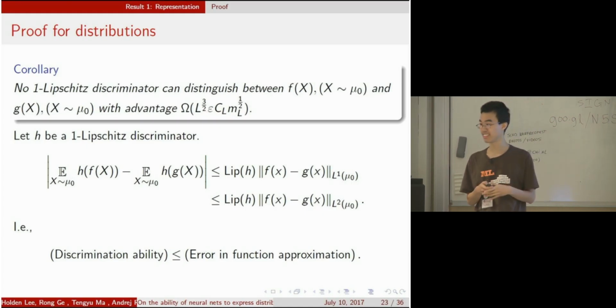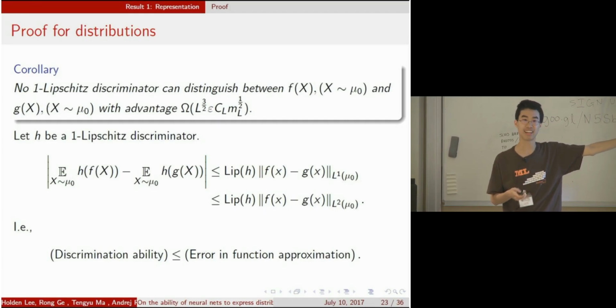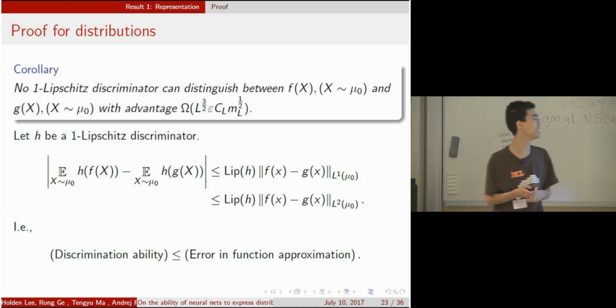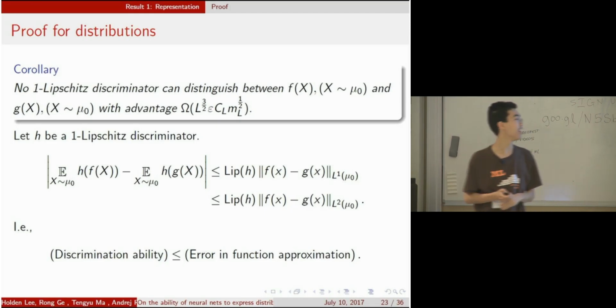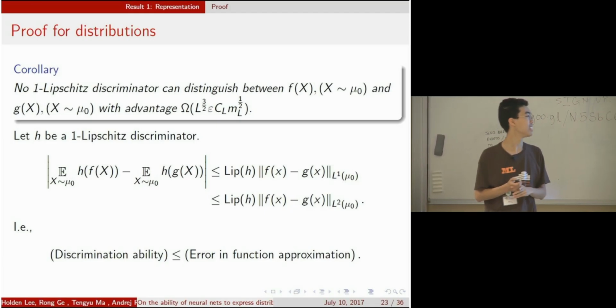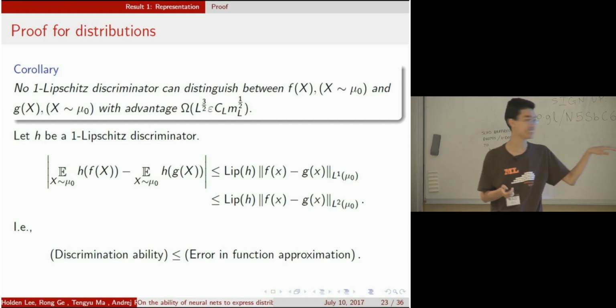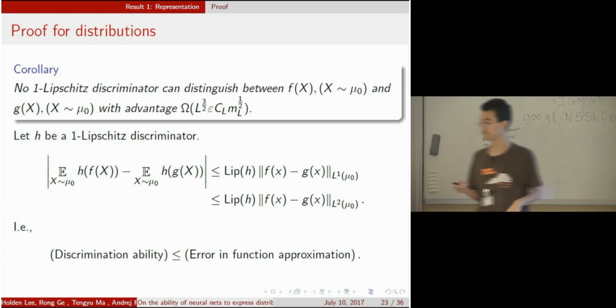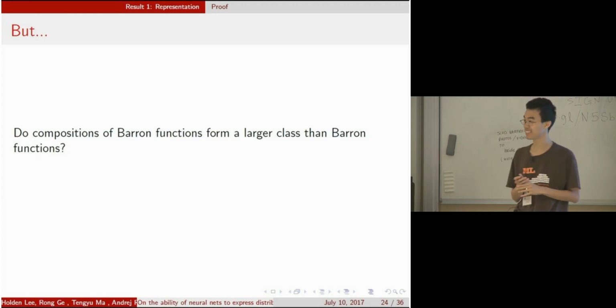And what I mean by a discriminator is a function that gets access either to the real distribution that's generated by f, or the distribution generated by the neural net, which is generated by g, and wants to make this difference as large as possible. And here you can bound it by the Lipschitz constant times the L1 norm, which you could bound using Cauchy-Schwarz by the L2 norm. So this says that the discrimination ability is bounded by the error in function approximation, which we already calculated.